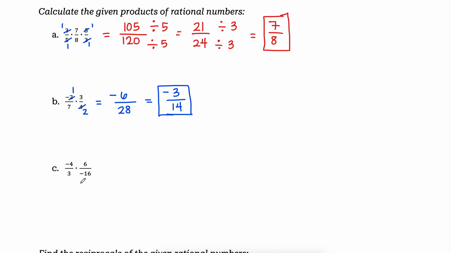-4/3 times -6/16. So once again, you can go ahead and multiply these first. That would give you a negative 24 over a negative 48. Negative divided by a negative is going to cancel out. 24 over 48 reduces down to 1/2.